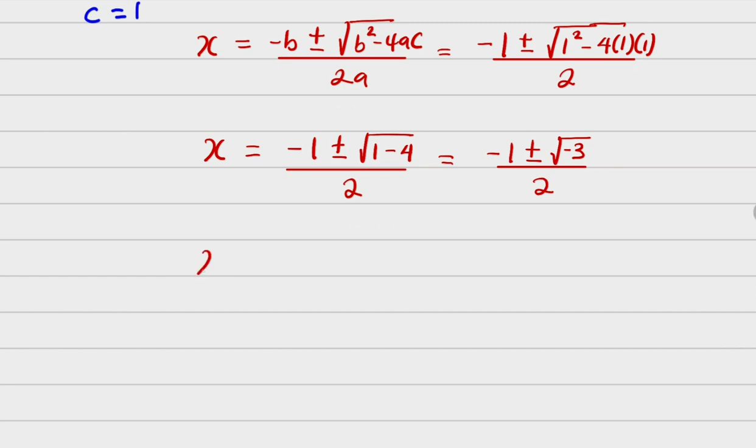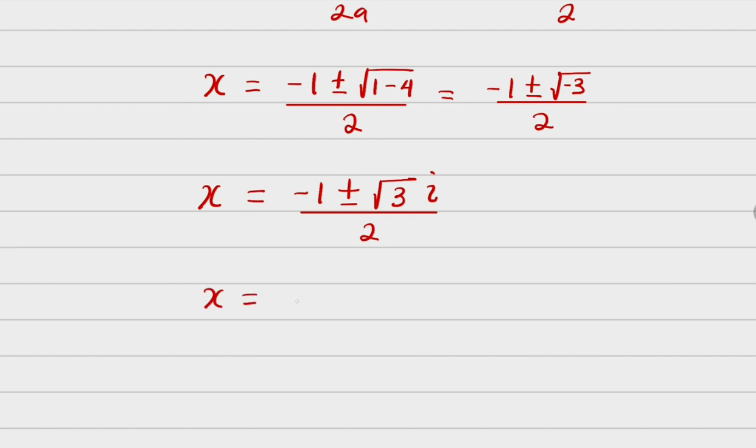Now, working this and arranging it as a complex number, we have minus 1 plus minus root of 3, then we have i, okay, all over 2. So my x is either we are going to have minus 1 plus root of 3i all over 2, or we are going to have minus 1 minus root of 3i all over 2. So I'm done with that.